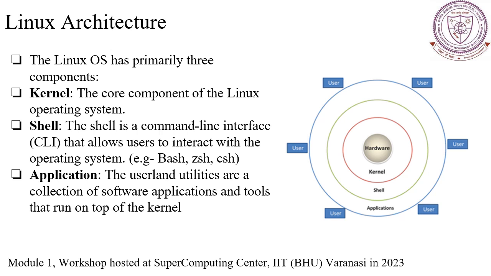Application. The application layer is a collection of software applications and tools that run on top of the kernel. This includes everything from word processors and web browsers to games and utilities. The kernel and shell are essential components of the Linux operating system, but the application layer is what makes Linux so useful. There are thousands of different Linux applications available, so users can customize their system to meet their specific needs.